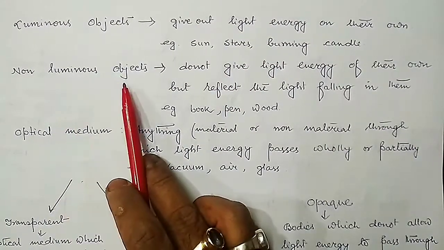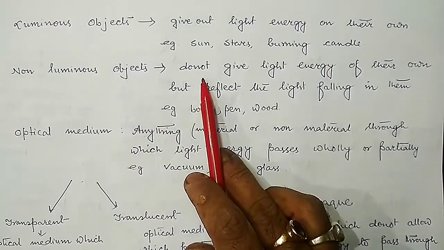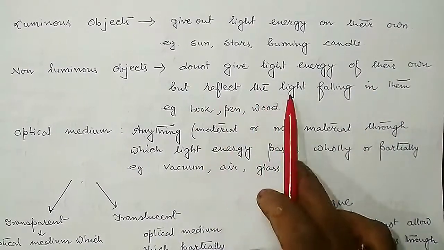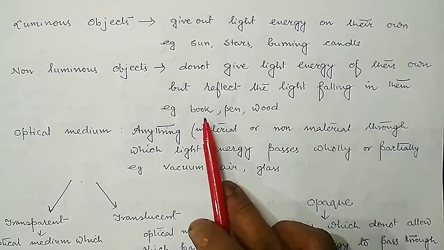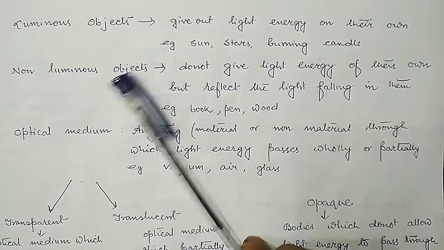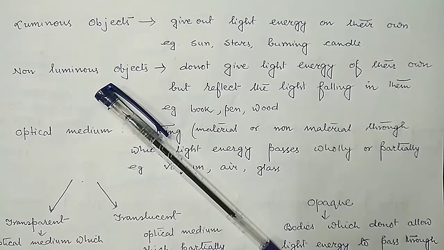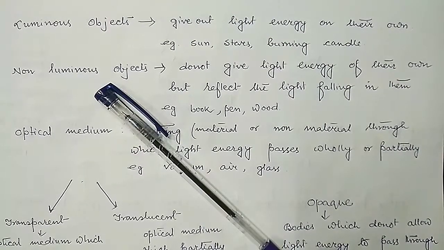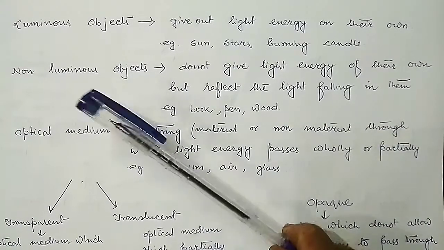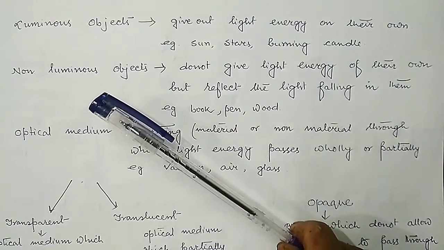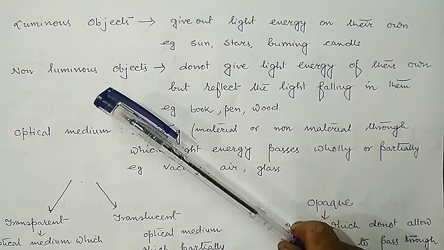Non-luminous objects. What are non-luminous objects? Objects which do not give light energy of their own but reflect the light falling on them. Example, book, pen, wood. Now as you can see, one pen is there. This pen does not give light energy of its own, but it is reflecting the light that is falling on this pen from the tube. This type of objects which just reflect the light falling on them, those objects are called non-luminous objects.